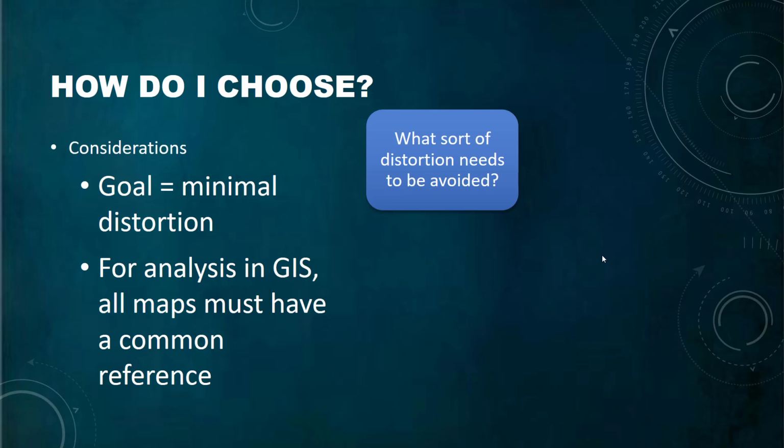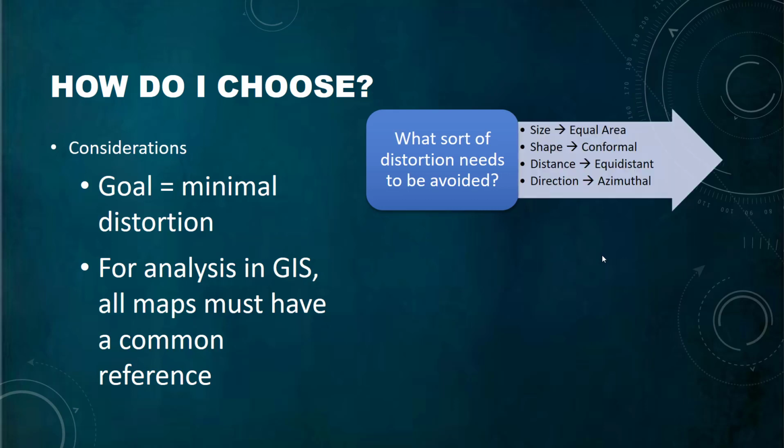The first thing is, what kind of distortion do I want to avoid? Well, if I need to preserve shape, I'm going to pick a conformal projection. If I need to preserve size, I'm going to pick equal area. If I need to preserve distance, I will do equidistant. And if I need to preserve direction, I will do azimuthal. And remember, the first two are going to be more common than the last two.